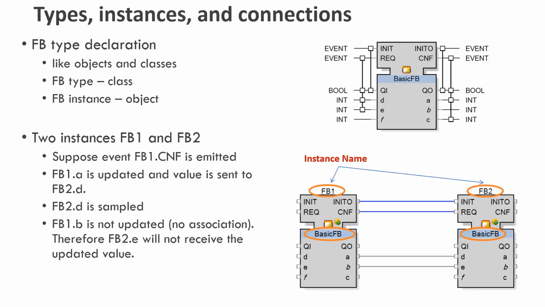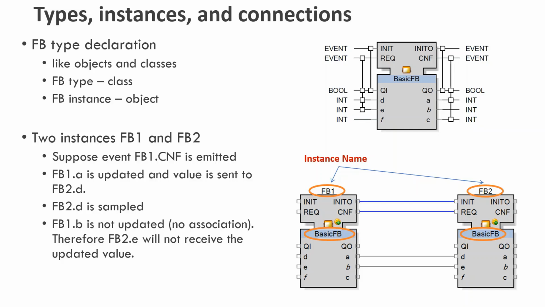What you need to remember is that when you define a function block, you define its type. This type can be instantiated many times, creating exact copies of the same type. You give them different names and use them in your program, in your application, like for example it is done here on the right hand side of the screen.